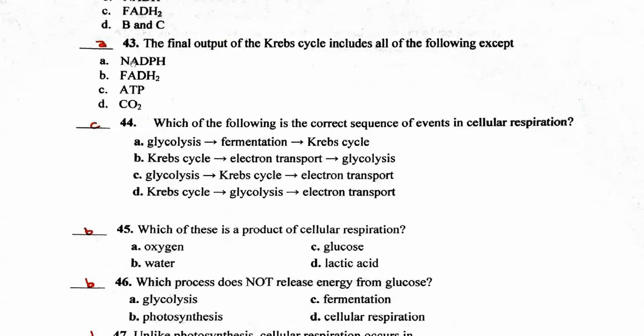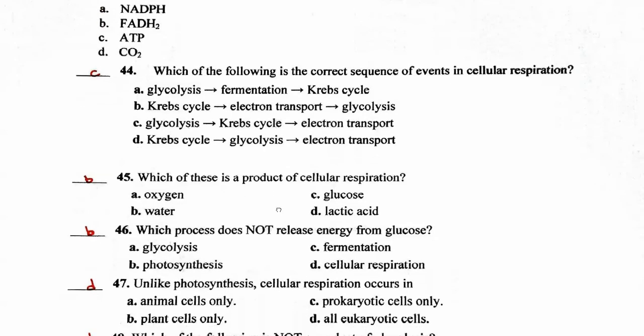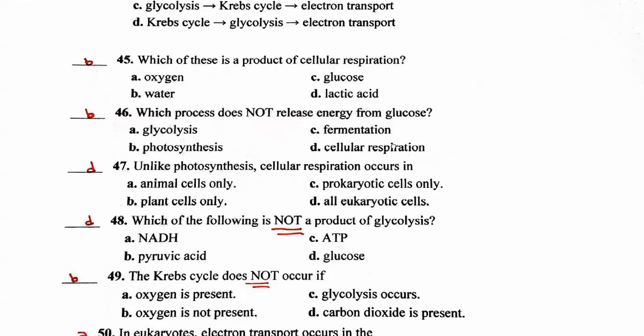Well, NADPH. Yeah, NADH would be produced, but not NADPH. Okay, that's just for photosynthesis. 44. What is this correct sequence? And you go from glycolysis, then Krebs cycle, then the electron transport chain. That should be a pretty easy one at this point.